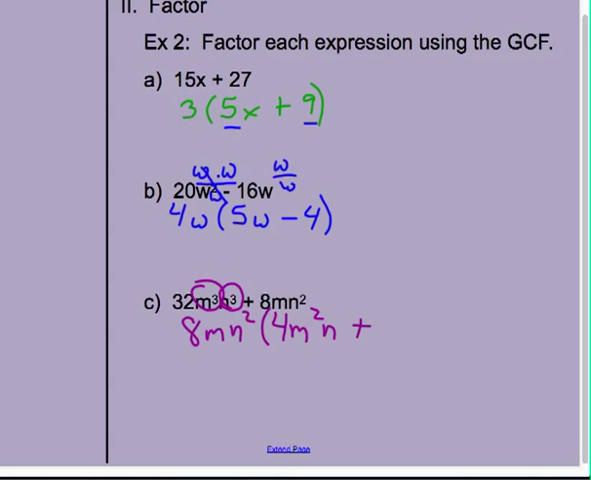Now for my second term, 8mn squared, that is my GCF. Remember, we're dividing. So if I take an expression divided by itself, what do I get? I get 1. A lot of students, when they factor, if one of the terms is the GCF, they lose that 1. It's kind of a placeholder. So make sure you don't drop that.